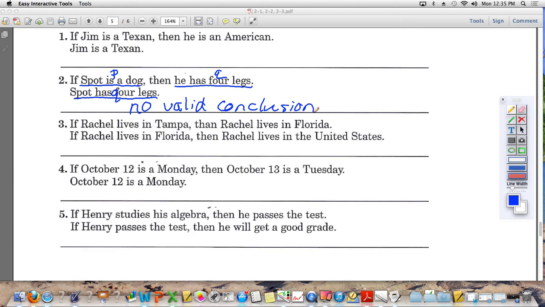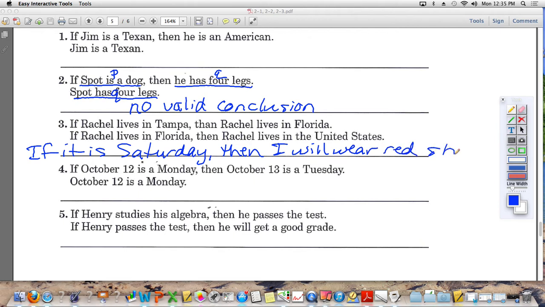I'm going to write it down, and it has nothing to do with any of this, but I still want it to show up in the video. So I'm just going to write it right here in the middle. If it is Saturday, then I will wear red shoes. I'm telling you this is true. If it's Saturday, I'm going to wear my red shoes. All right? Let's say it's Saturday.